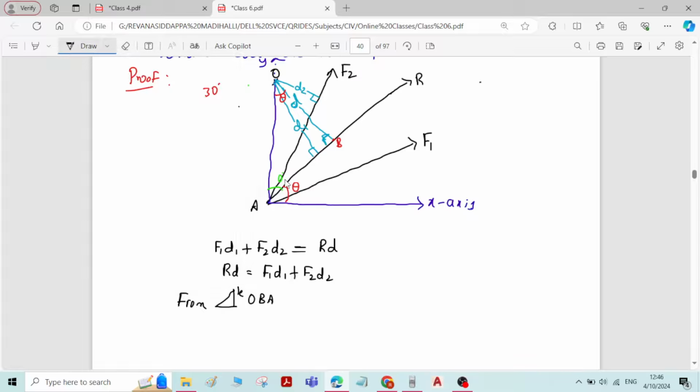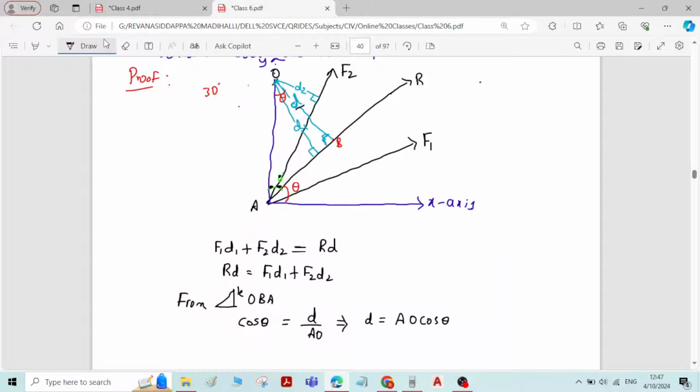Now from the right angle triangle OBA, you measure cos theta. Please ignore this writing. Cos theta is equal to adjacent by hypotenuse. Here we have the angle theta, the adjacent is D, and the hypotenuse is AO. So cos theta is D by AO, therefore D is equal to AO cos theta.